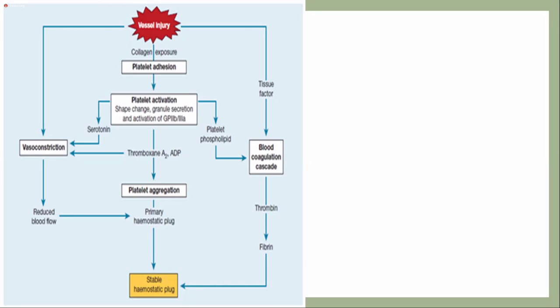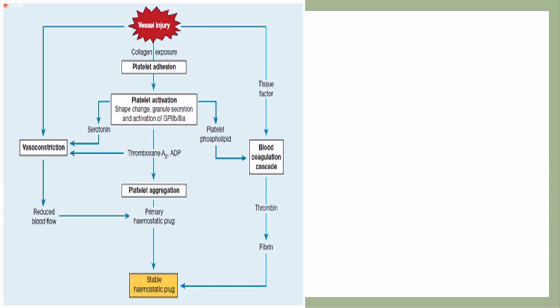Other than that, when there is a vessel injury, there will be subendothelial matrix exposure. This includes collagen and tissue factor. So collagen will help adhesion of platelets to the site of injury, while tissue factor will go and bind to coagulation factor 7 to initiate the blood coagulation cascade. Okay. Once there is platelet adhesion at the site of injury, it will get activated when the von Willebrand factor forms a complex with glycoprotein 1B.